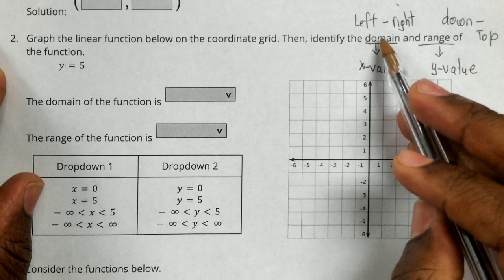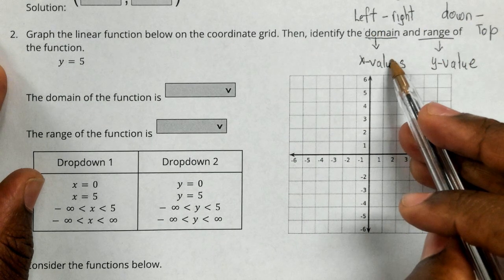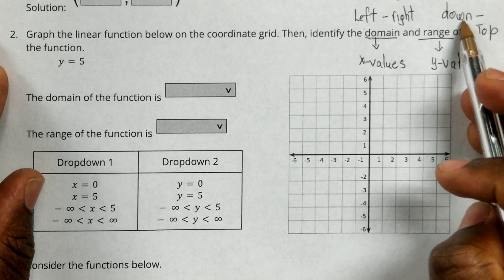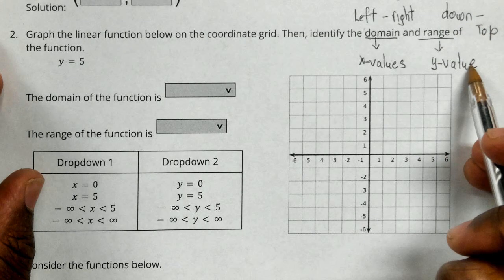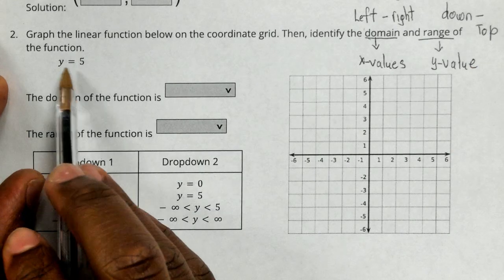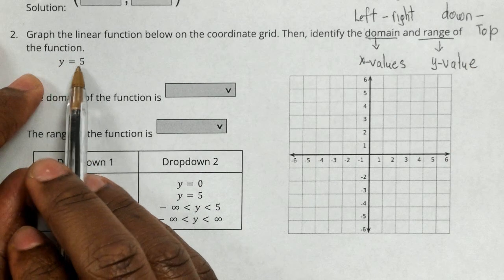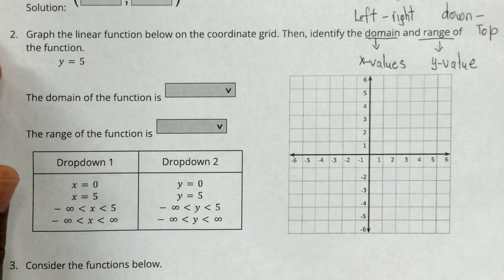So again, domain, you look from left to right because it's x values. Range, you look from down to up. That's because it's y values. Alright? So in this case, we need to graph the function y equals 5.